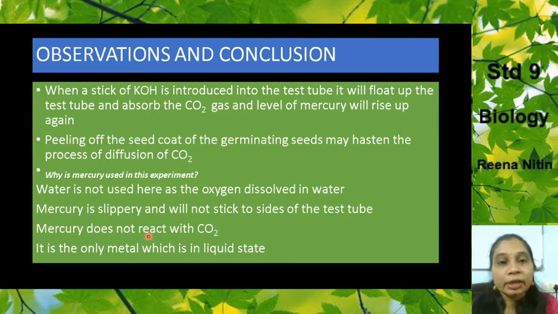Then mercury does not react with carbon dioxide. So when the carbon dioxide is released, that carbon dioxide will never react with mercury. So this is also another reason. And obviously you all know that it is the only metal which is in the liquid state at room temperature. So these are the reasons that can be asked. You can be asked all this: why is KOH used, why is the seed coat peeled, and why is mercury used in this experiment. So these are the three most probable questions that could be asked regarding this experiment.